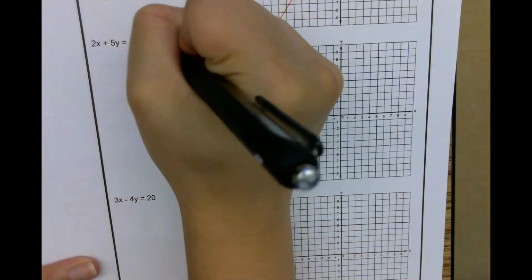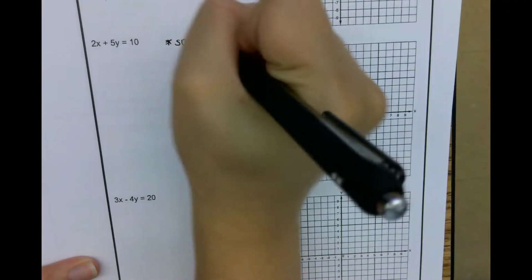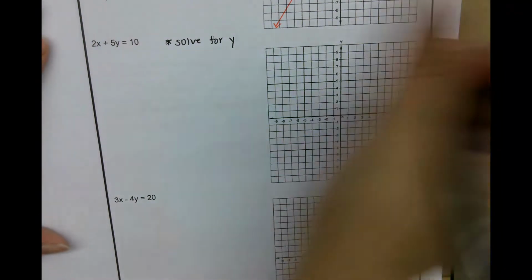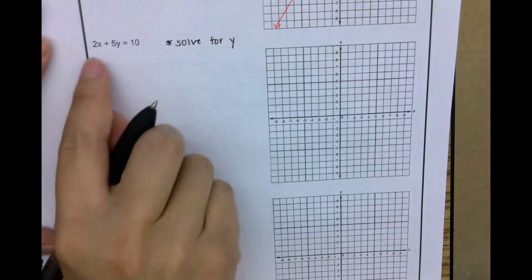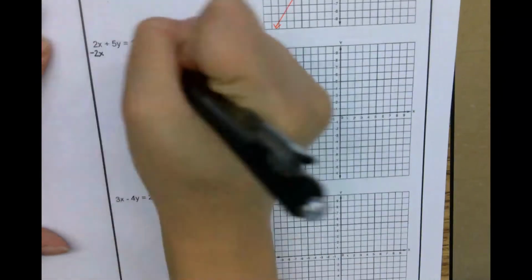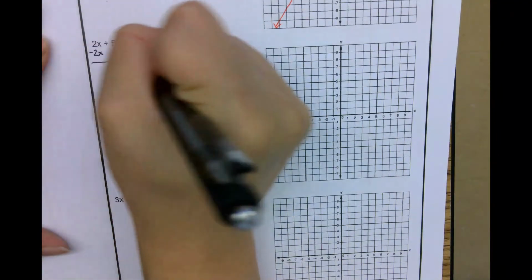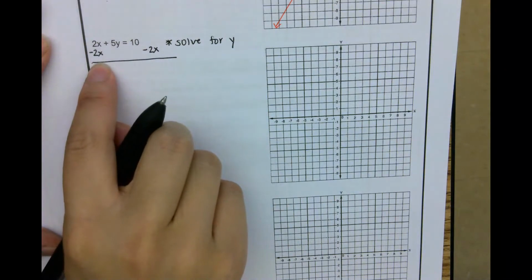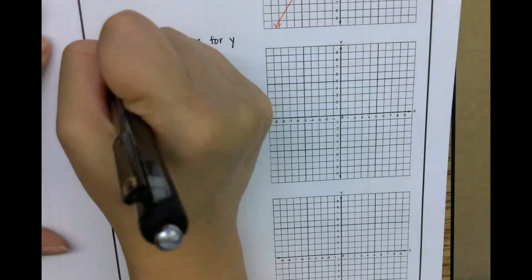Right? And the reason why is because that makes it into slope-intercept form. So I'm going to start moving this 2x. This is a positive 2x, so I'm going to subtract 2x. 2x minus 2x is 0, so 0 plus 5y is 5y.